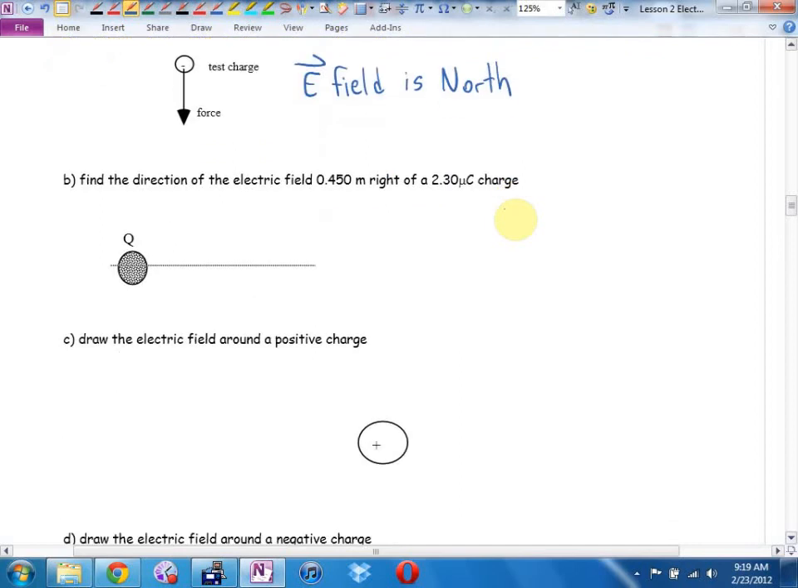Find the electric field direction right there. Okay. Which way? Oh, this charge, is it positive or negative? Is there a minus sign in front of that number? This charge, is it positive or negative? Which way would a positive test charge right there want to move if it could?